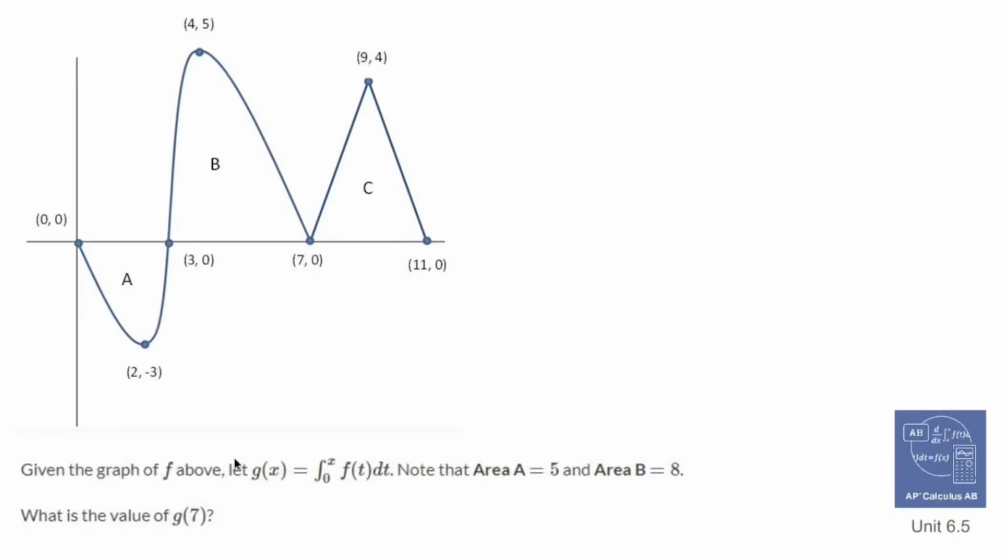Given the graph of f above, let g of x be the integral from 0 to x of f of t. So note that the area A is 5, area B is 8, and C is, oh, I don't have C. But it's asking me for the value of g of 7. So the value of g of 7 is now the integral from 0 to 7 of this f of t dt.